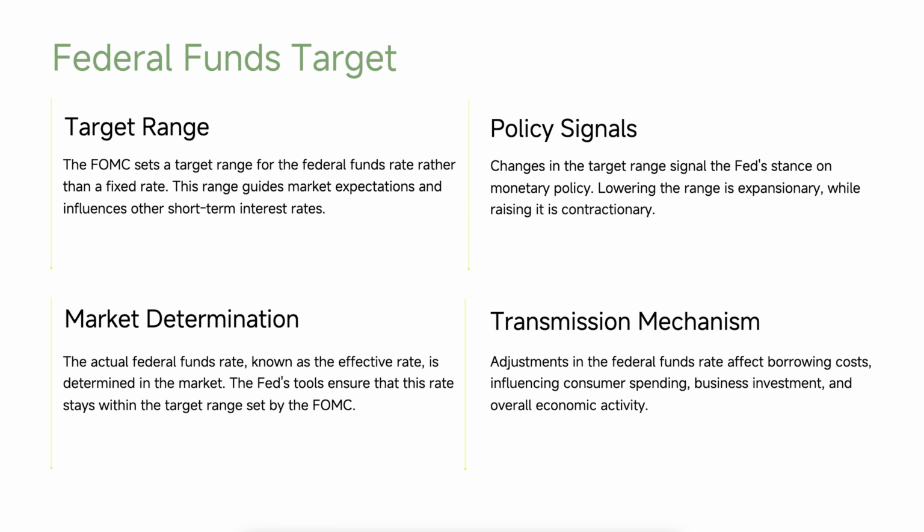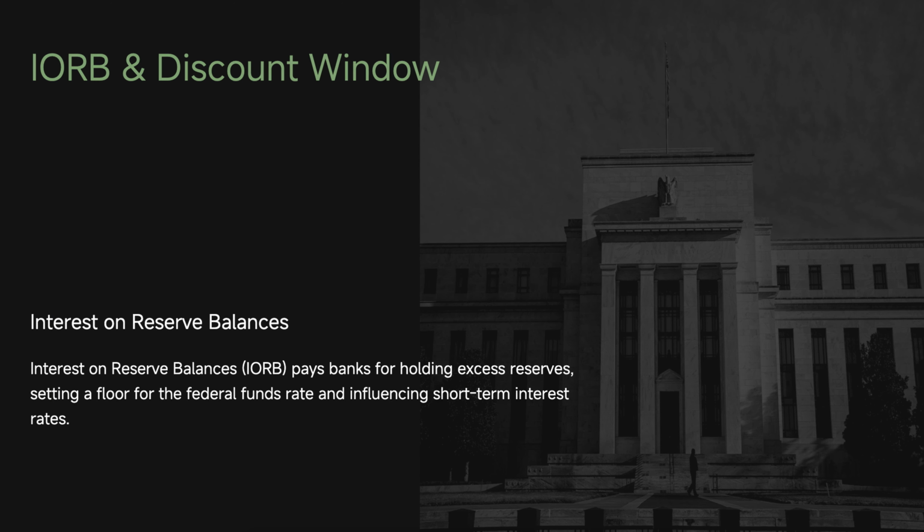A change in the federal funds rate cascades throughout the entire financial system. It affects mortgages, business loans, credit card rates, auto loans, essentially any borrowing costs. This is a transmission mechanism. Tweak the foundation and the whole structure shifts. That's why the Fed's rate announcements can move everything from the stock market to housing demand.